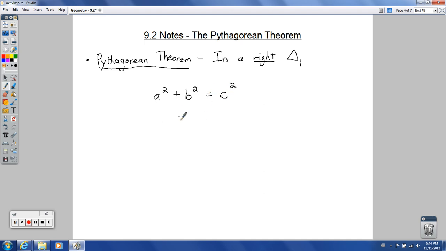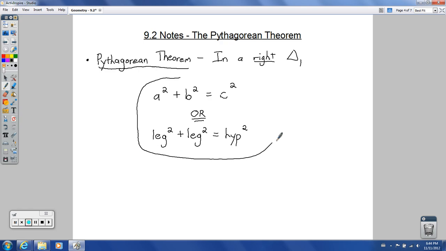They'll be able to tell you a squared plus b squared equals c squared. And you might ask them, oh, okay, great. What do a and b stand for? When do you use this? And they'll say, I don't know. And then you tell them, okay, leg squared plus leg squared equals hypotenuse squared. Oh yeah, that's what that dealt with. That's right. So that's what the Pythagorean theorem says.